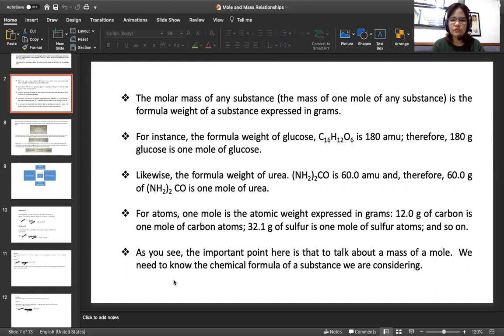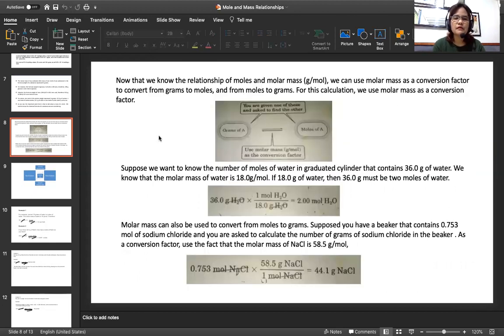As you see, the important point here is to talk about the mass of a mole, and to identify its relationship to each other. Now, based here, you could see a diagram that shows the relationship. So, kung magko-convert ka ng grams of A to moles of A, you will be using grams per mole. But if you're going to convert moles of A to grams of A, we'll be using moles per gram. So, this is an example.